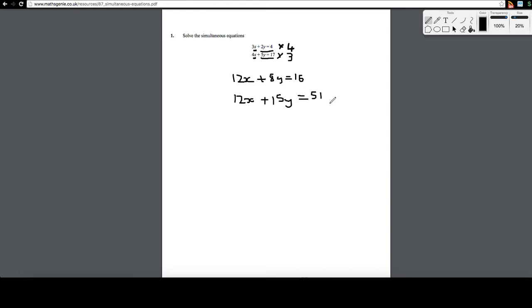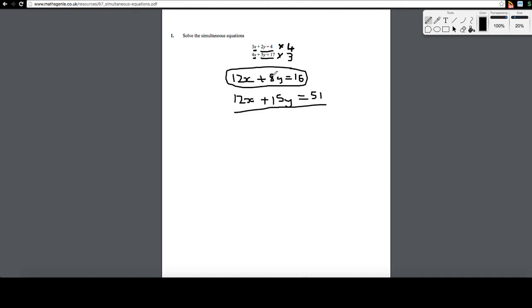What you'll want to do now is take away the smaller one, which is here. So we want to take away the circled equation from the uncircled equation, because this is the biggest one. So what we're going to do there is take away 12x from 12x, that equals 0.